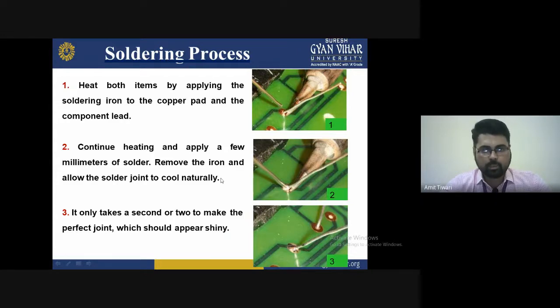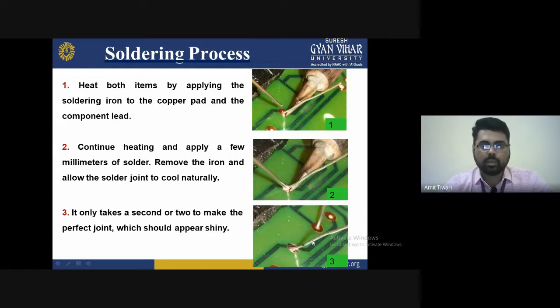So you must keep in mind that the first process is, first of all, you heat the metal you want to join, and also the solder, because the heat also makes a strong bond. Second point is to join the starting portion: you can see here the two metals are filled up by the solder. And the third process you can see is completely joined, in this diagram, third section. It takes only a second or two to make the perfect joint, which should appear shiny.